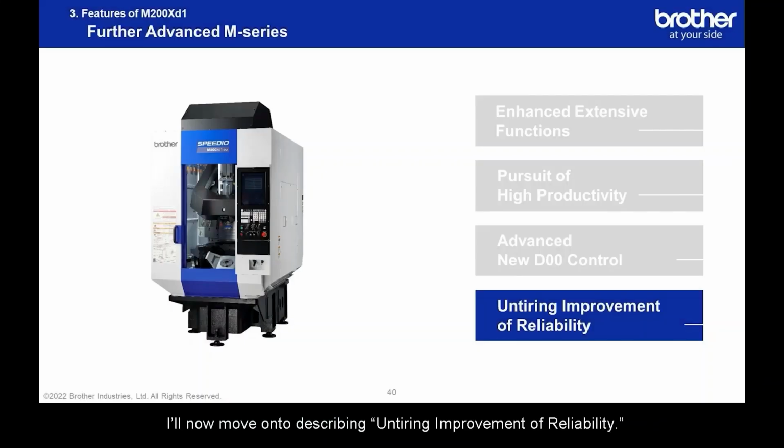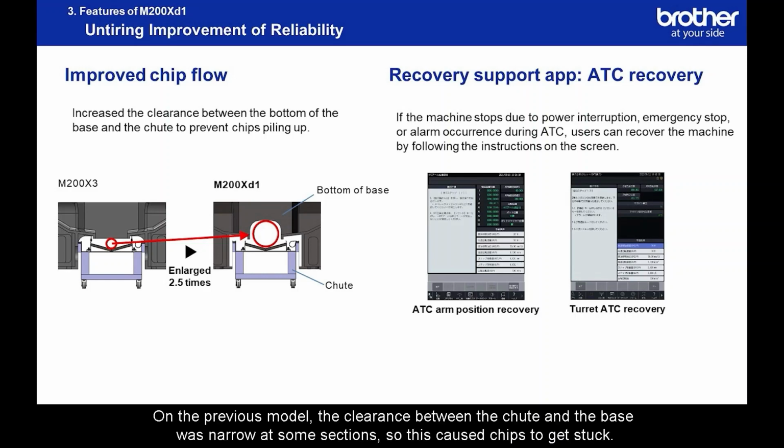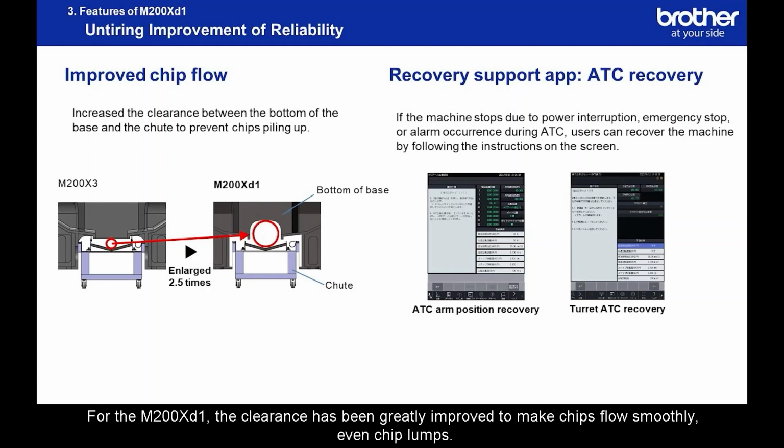I'll now move on to describing untiring improvement of reliability. To improve chip flow, we have redesigned the base. On the previous model, the clearance between the chute and the base was narrow at some sections, so this caused chips to get stuck. For the M200Xd1, the clearance has been greatly improved to make chips flow smoothly, even chip lumps.